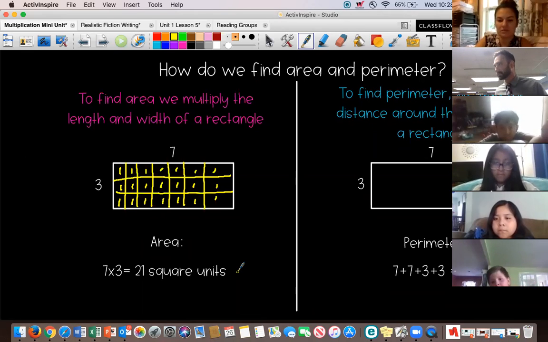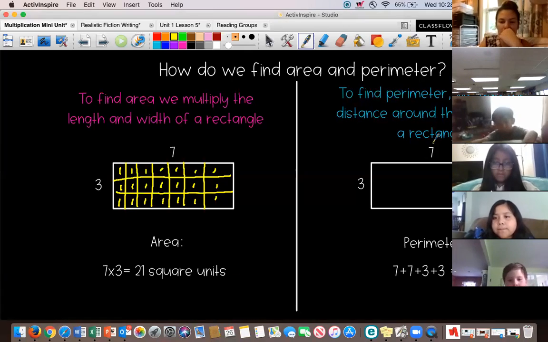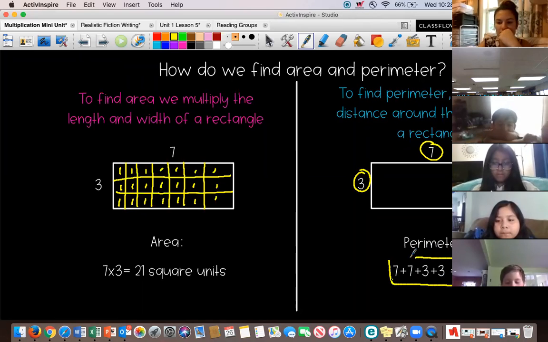To find perimeter, we add the distance around the outside of the rectangle. So we're going to have the distance. You'll notice down here on our rectangle, we see 7 right here, and we see 3 right here. But when we add the distance at the bottom, we have 7 plus 7 plus 3 plus 3 equals 20.